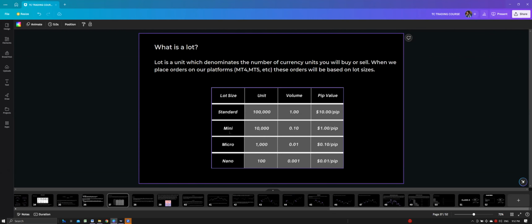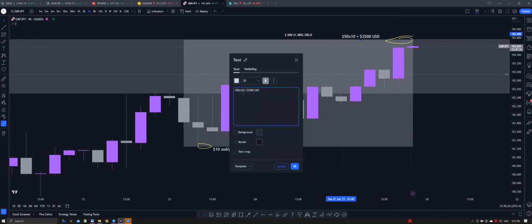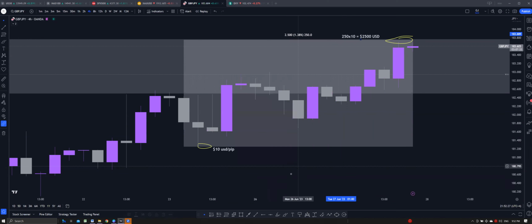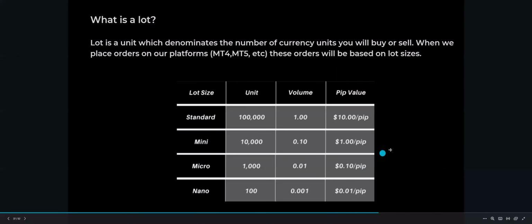Same thing, we have your mini lot, and that would be 0.1 lot, right? This is the volume size that you'll be inputting into your MetaTrader, and that signifies each pip movement is $1. So in this example, with a 250 pip move, you will have about $250, right? So it's extremely simple math. You don't have to get confused with that.